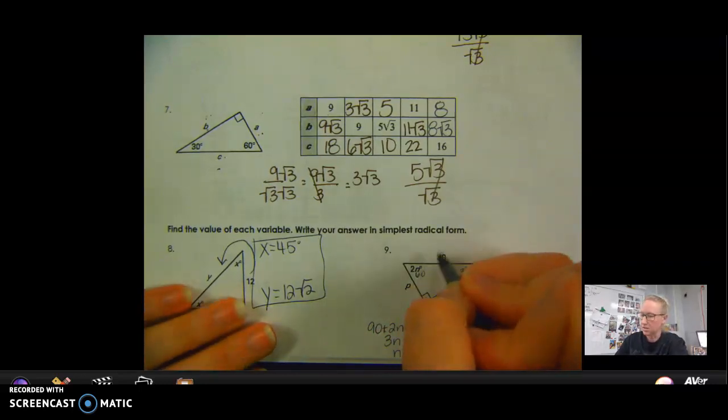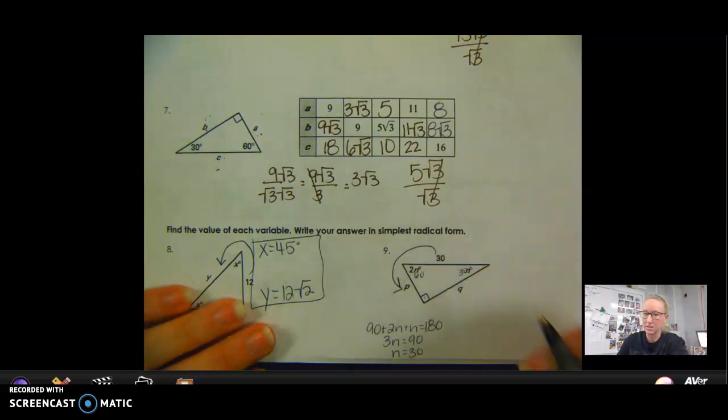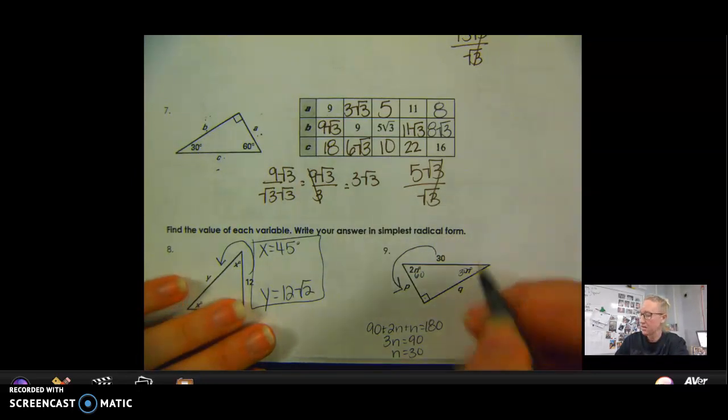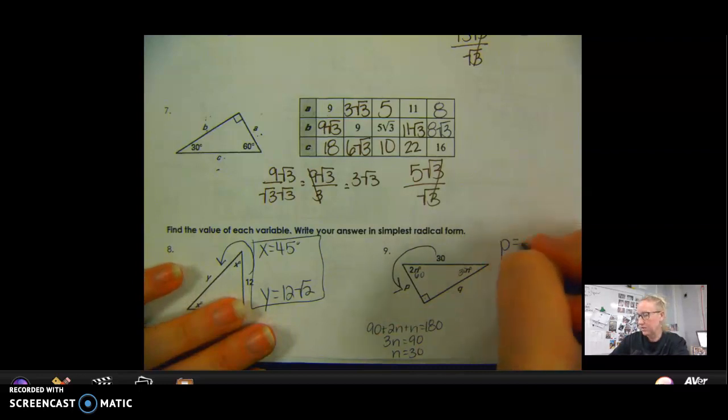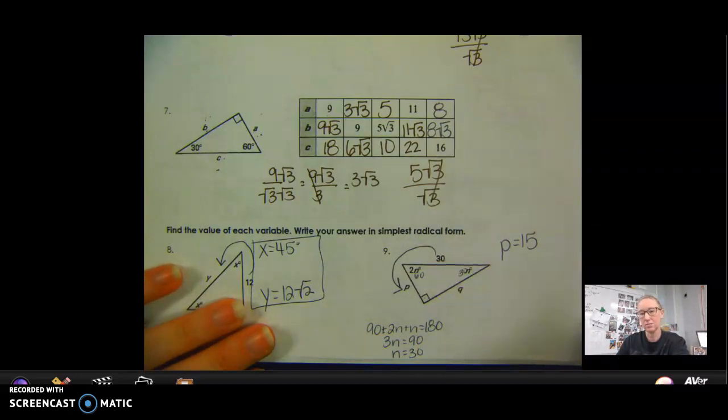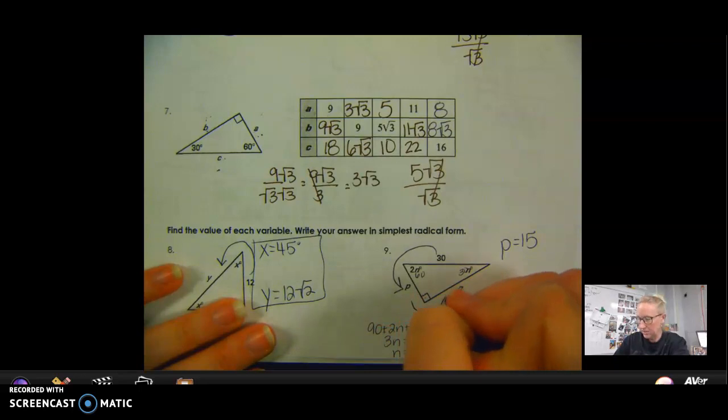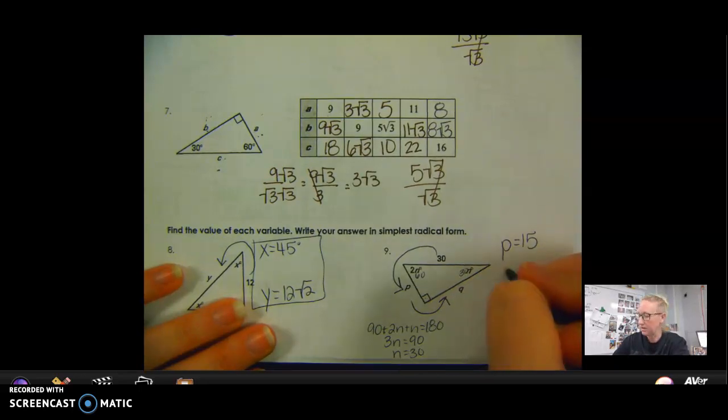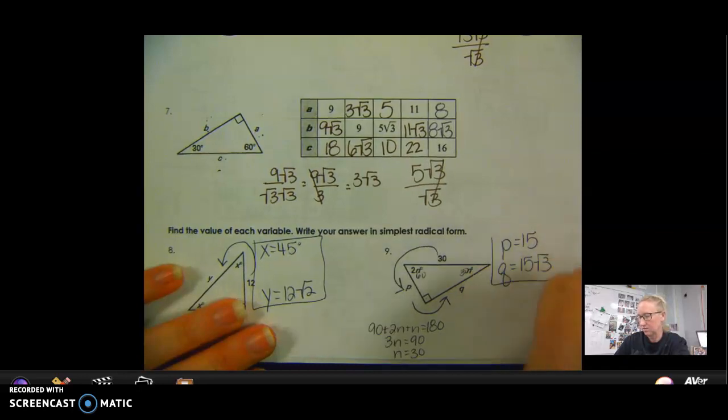They gave me the hypotenuse, the long side, so I need to go backwards to find my small side, so I divide by 2. So P would equal 15, because 30 divided by 2 gives me 15. Now that I know the small side, I can go forward to find my medium side by multiplying by the square root of 3, so you just get 15 square roots of 3.